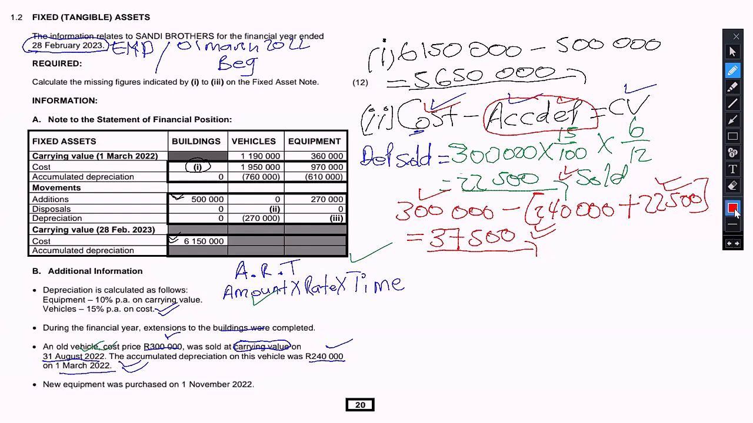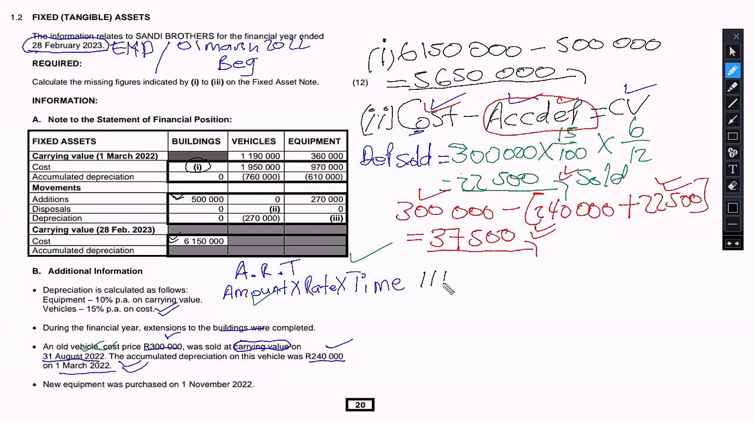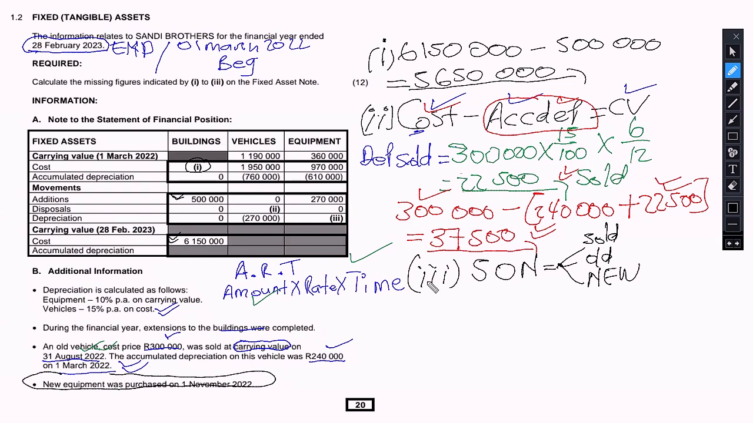Right, so let us go to Roman figure 3. For Roman figure 3, you are calculating depreciation on equipment. Remember, for depreciation first you have your SAN, and SAN stands for what? Sold, right? And then you have old, and then you have your new. So now when you check your information, new equipment was purchased on 1st November 2022. So it means we have one new asset.